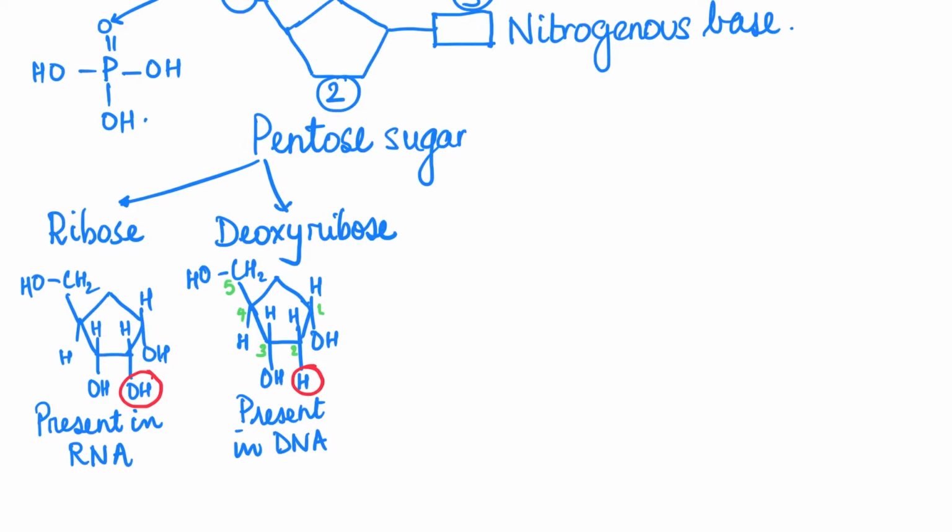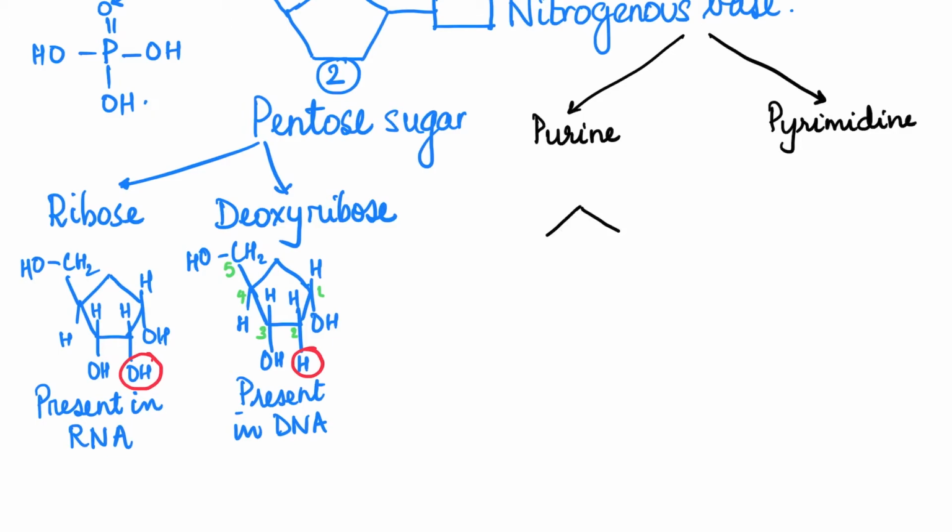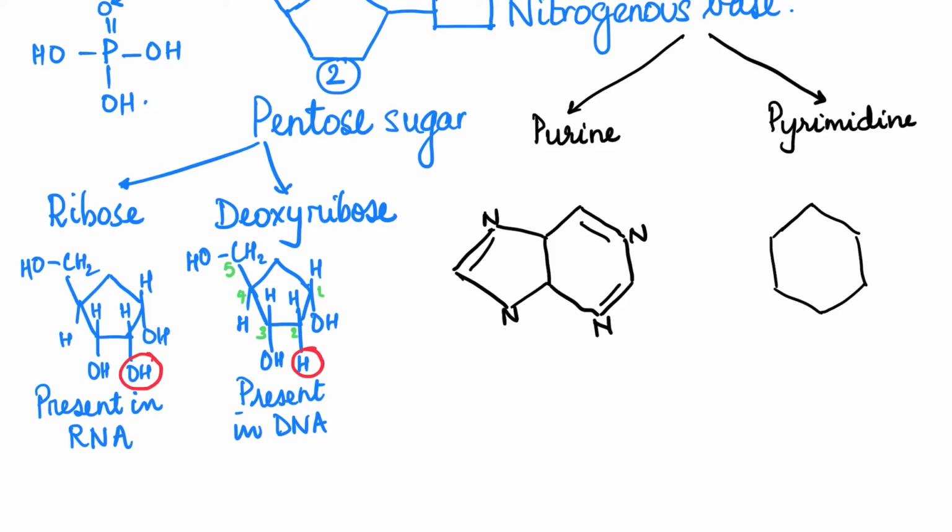The third component of the nucleotide is a nitrogenous base. Nitrogenous bases are heterocyclic compounds, heterocyclic because they have nitrogen along with carbon in the ring. These are of two types, purines and pyrimidines. Purines are double ring structures, whereas pyrimidines are single ring structures.